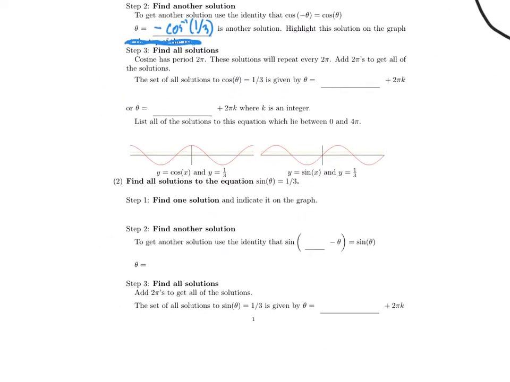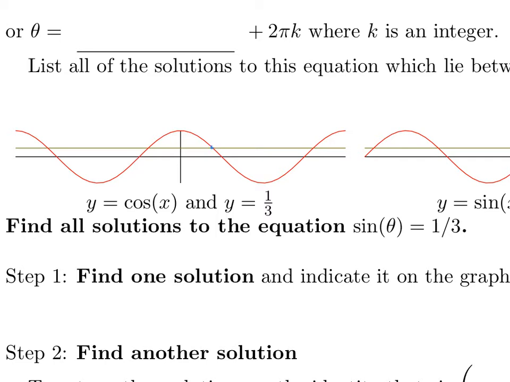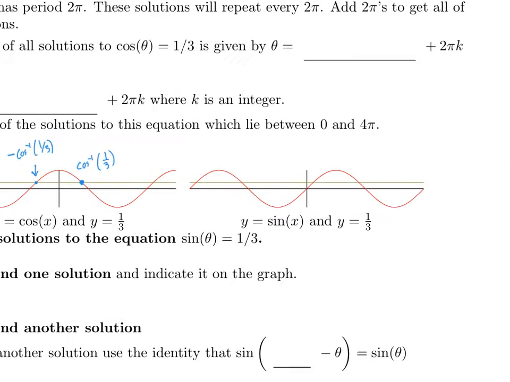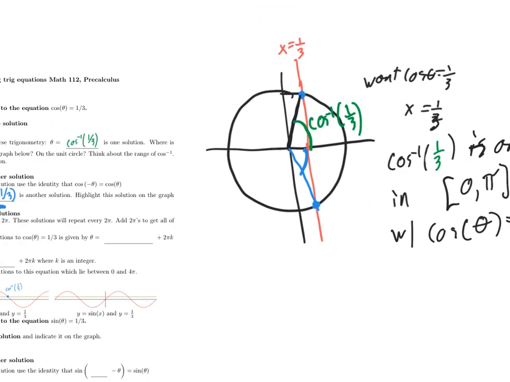So let's just highlight those two on this graph. So here's one of them. This one is cosine inverse of 1 over 3. This one is negative cosine inverse of 1 over 3. So let's now go back to this unit circle. Those two angles give me all of the solutions that I see in between a single interval of length 2 pi. So those two dots represent the two solutions I see in the unit circle.